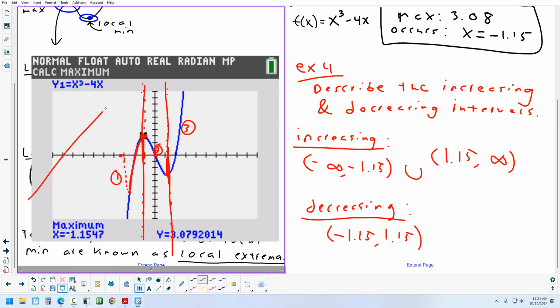Any questions on that? What would happen if you stand right at 1.15? Would it be decreasing or increasing? It would just be like flat. Yeah, right at 1.15, it's like the top of the hill. It's not up or down, so it doesn't count as either. That's why I don't use any brackets on my intervals.